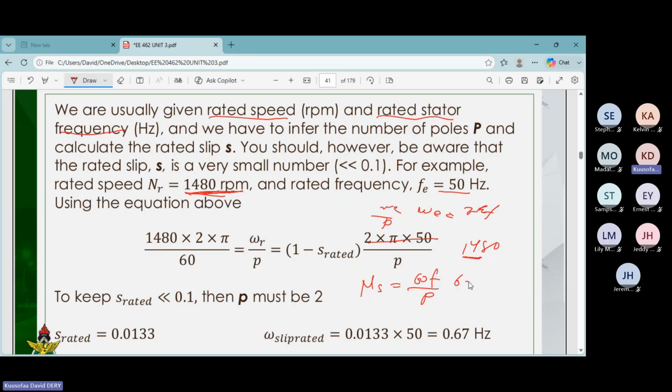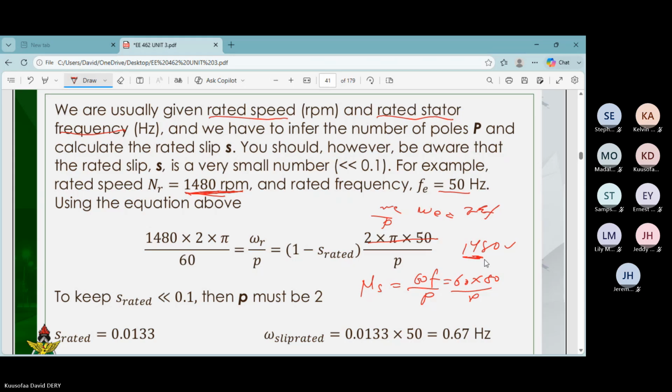So now we know we are going to have 60 times what? 50, that is 3000 divided by p. So what value should you choose so that it will be close to this value? If you pick one, this should be 3000, which is far from 1480. But when you pick two, this gives us 1500. 1500 is close to this value. So we know that the number of pole pairs is going to be 2, right? So you can just do some of these basic analyses to infer the number of poles, and you can use that to get your slip.